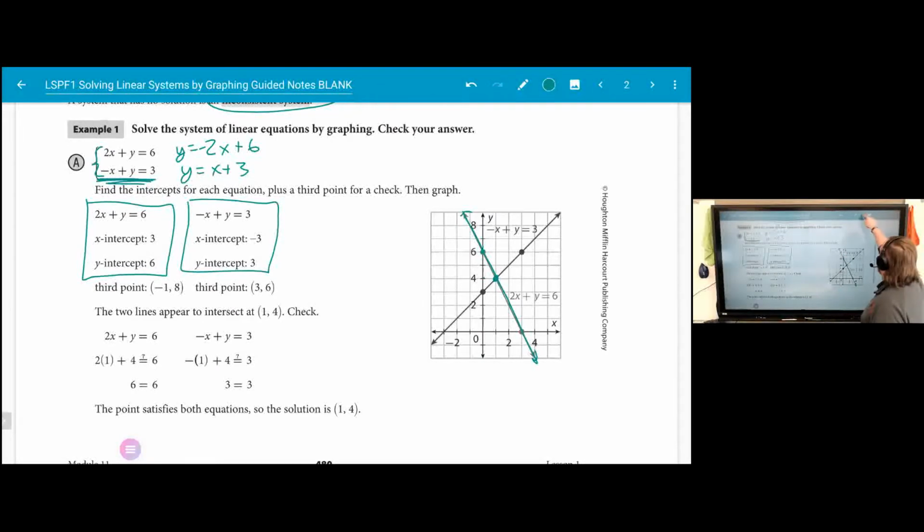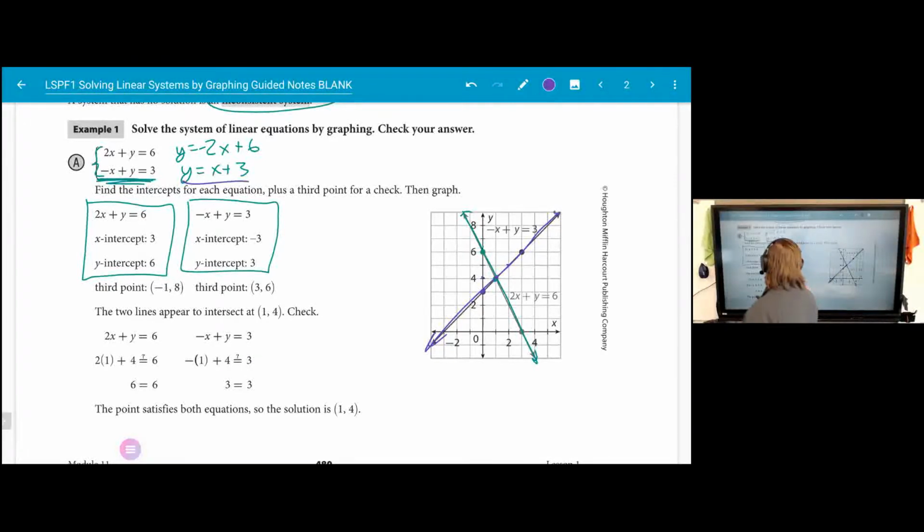Or if I was doing y equals x plus 3, my y-intercept is 3. My slope is 1, so I would rise 1, run 1, rise 1, run 1. I would draw my line through my points, and you will see that no matter which way we graphed it, what do we end up with? Our solution is 1, 4.